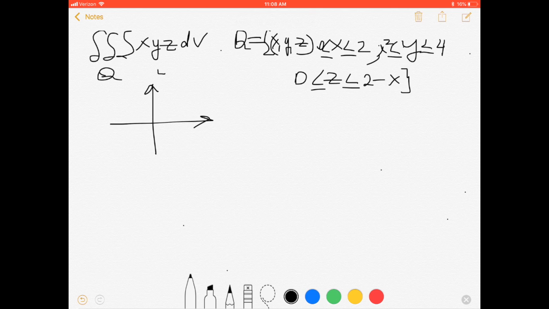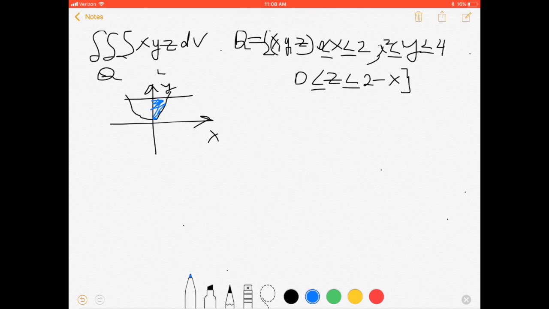Looking at the xy plane, what do we have? y is a parabola, y equals x squared, and y equals 4. Okay. What is the region we have here? Because x changes from 0 to 2, I use the blue one, it will be here.